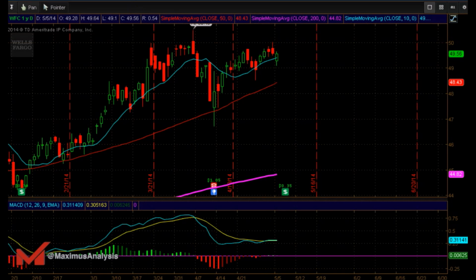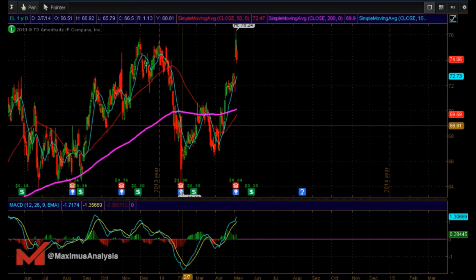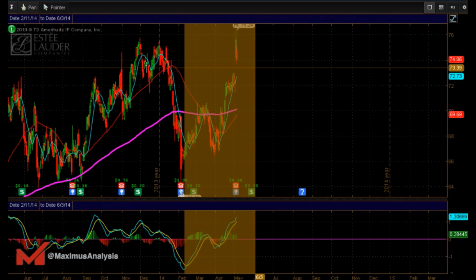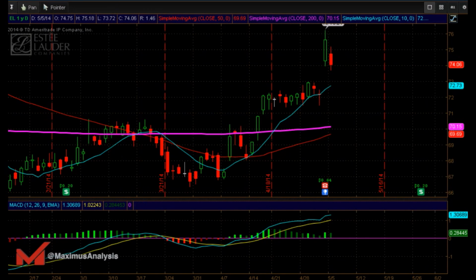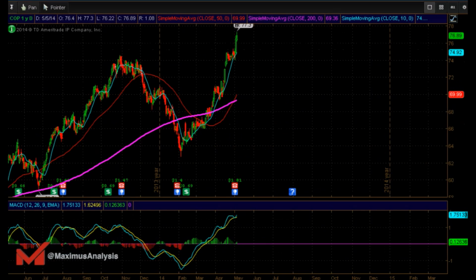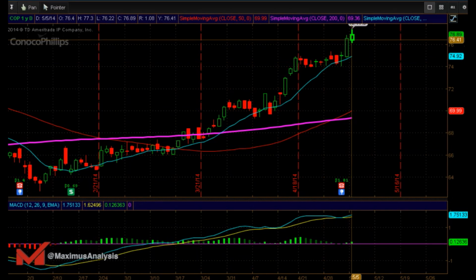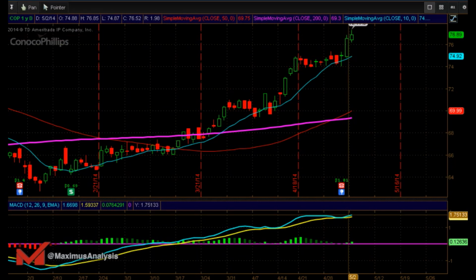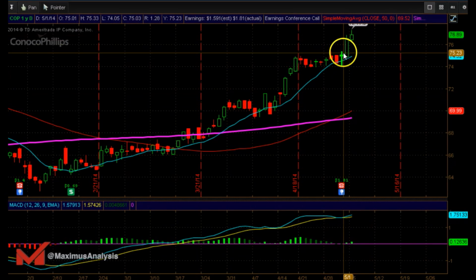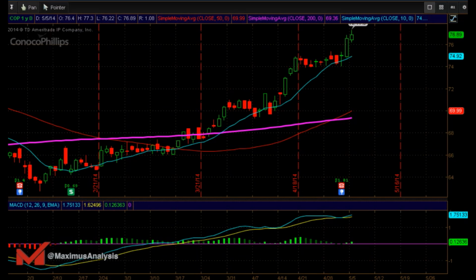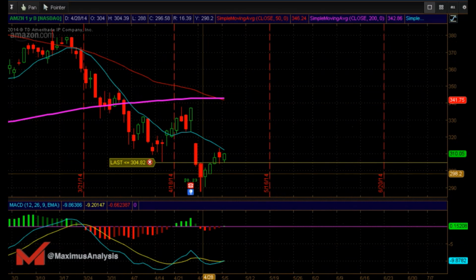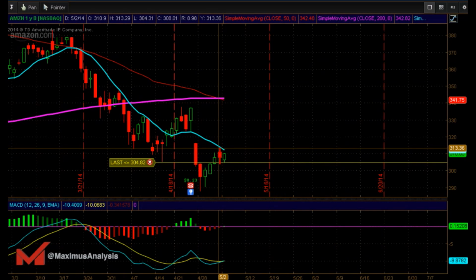I was looking at Estee Lauder. That one didn't do well at all. It just pretty much gapped down and faded down. You have COP. That one continues to look pretty good going into tomorrow. Nice bullish MACD as well from this earnings play, and it continued to the upside. And you had Amazon. Again, we just have to see if this is actually going to be a bull flag and take out these previous highs of 313.40 to 313.50 area and play from there.